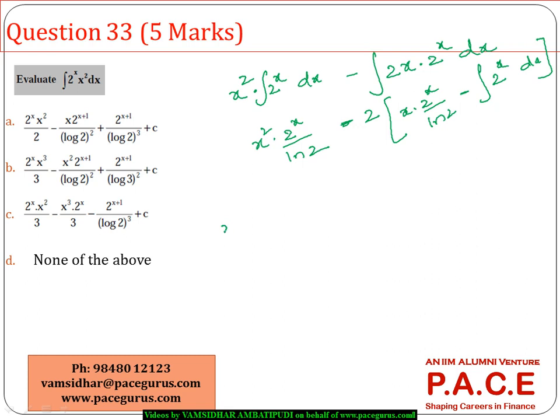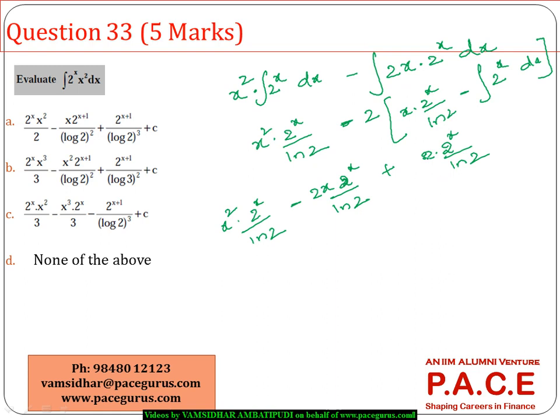So overall this is working out to x squared into 2 power x by log 2 minus 2x into 2 power x by log 2 and plus 2 into integral of 2 power x. The integral of 2 power x is 2 power x by log 2. This is what will work out as our value. So x squared into 2 power x by log 2 minus 2x into 2 power x by log 2 plus 2 into 2 power x by log 2.